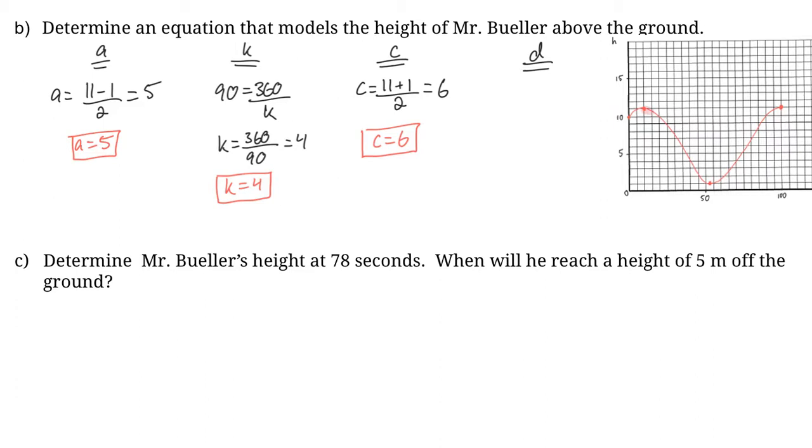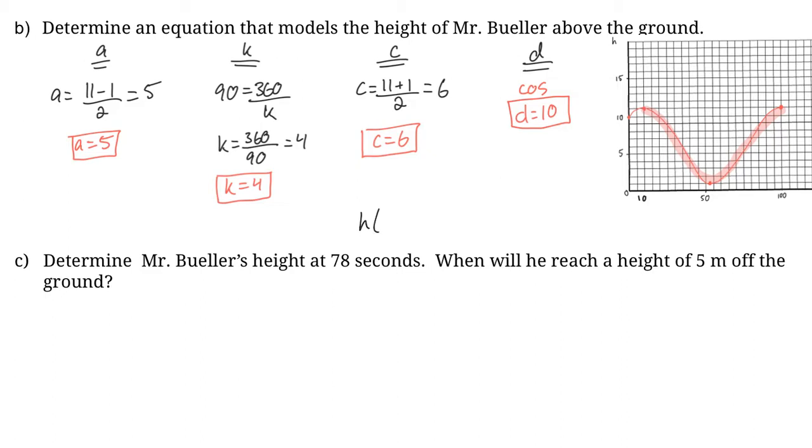It's right here. So if I have one cycle starting at the maximum, that's one cycle of this function. And we know that Mr. Bueller reached the maximum at 10 seconds, so there's a horizontal shift of 10 seconds to the right. So our value for D, and this is for the cosine function, is 10. And now we need to use all that information to create our equation.